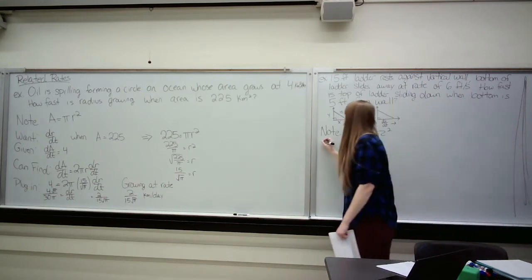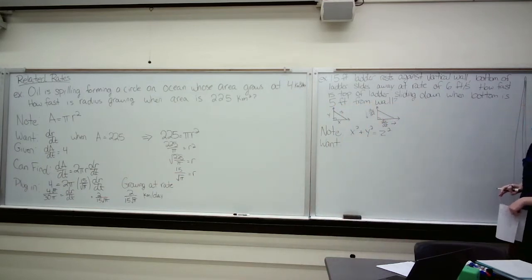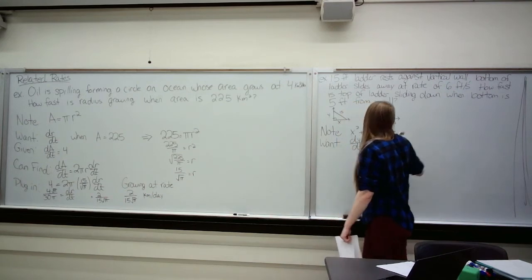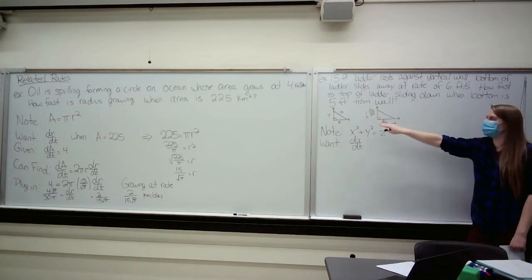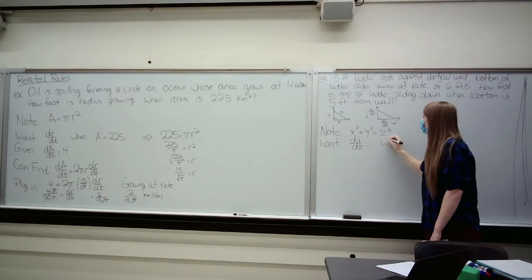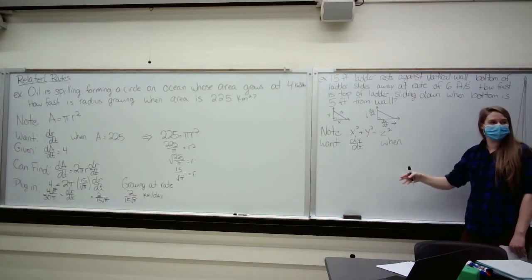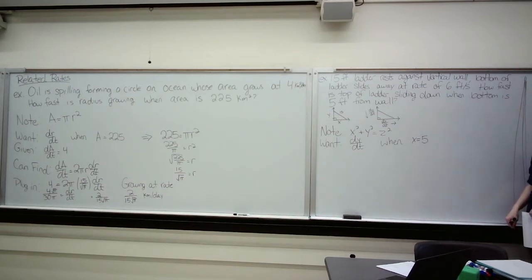What do we want? Well, we're asked how fast is the top of the ladder sliding down when the bottom is 5 feet from the wall. So we want to know how fast the ladder is sliding down. What do we call that? Dy over dt, good. And we want it specifically when the bottom is 5 feet from the wall. How do we say that? When x equals 5. Good.